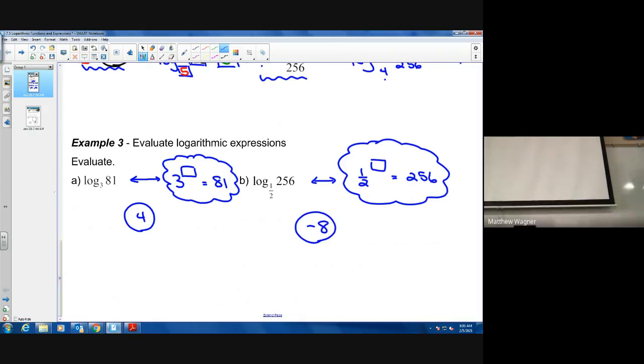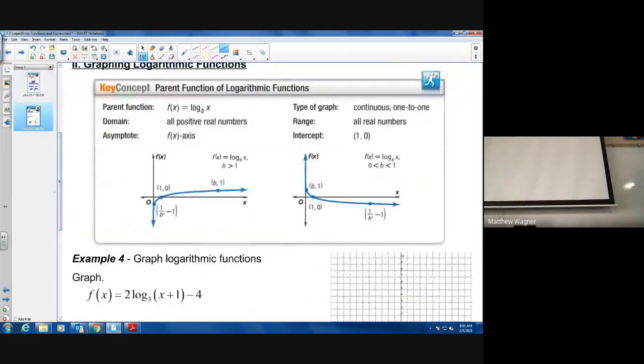Either way, you're going to get the same answer. All right? The second part of the day is going to be graphing logarithmic functions. Okay, there's a couple ways to do this. You can graph in log form, or you can graph using exponential form.